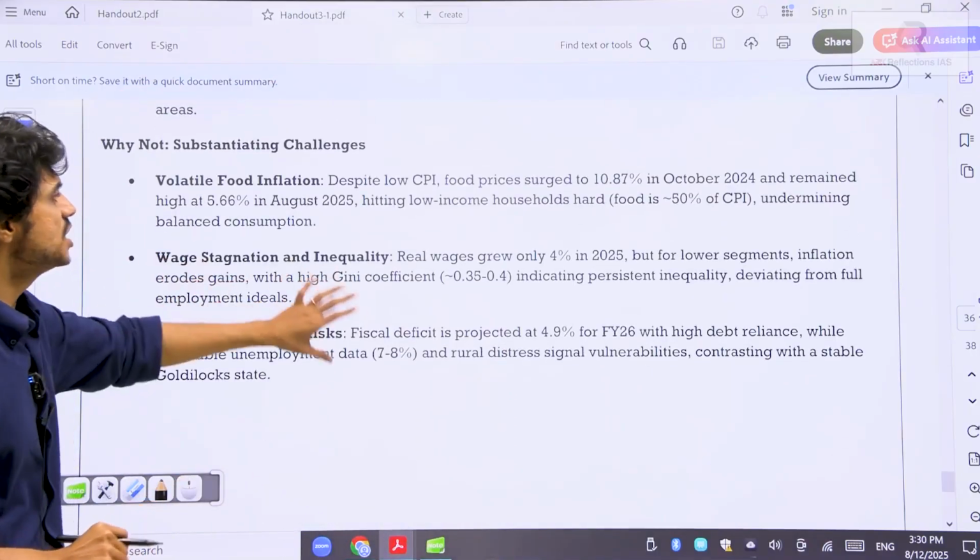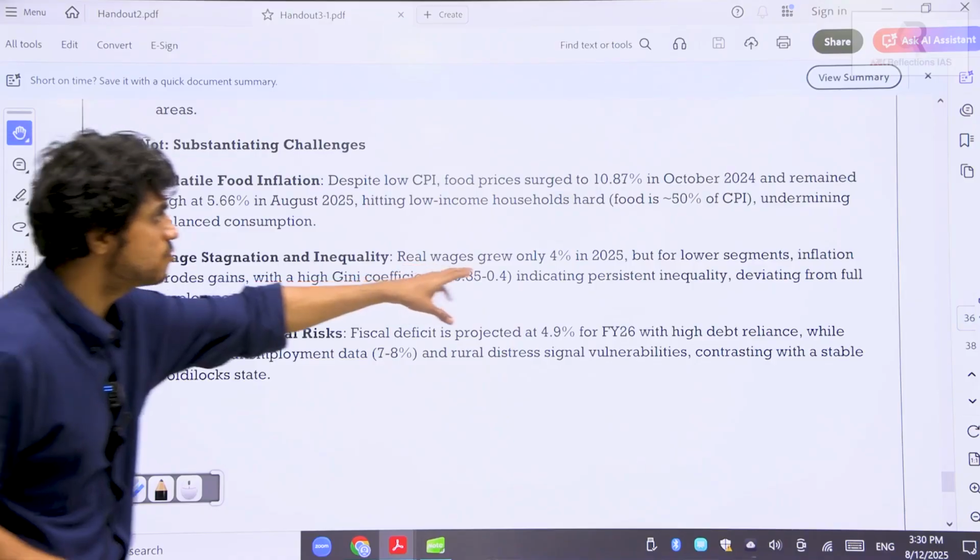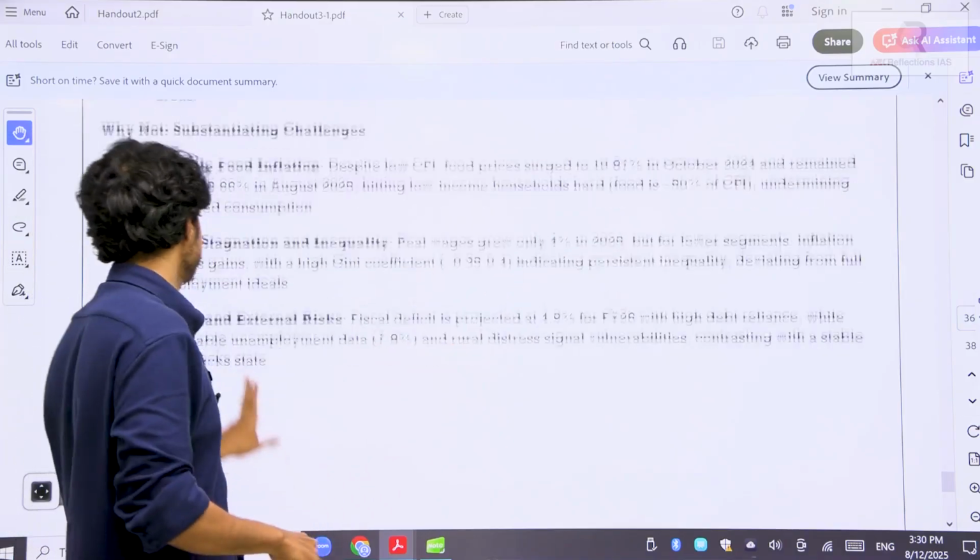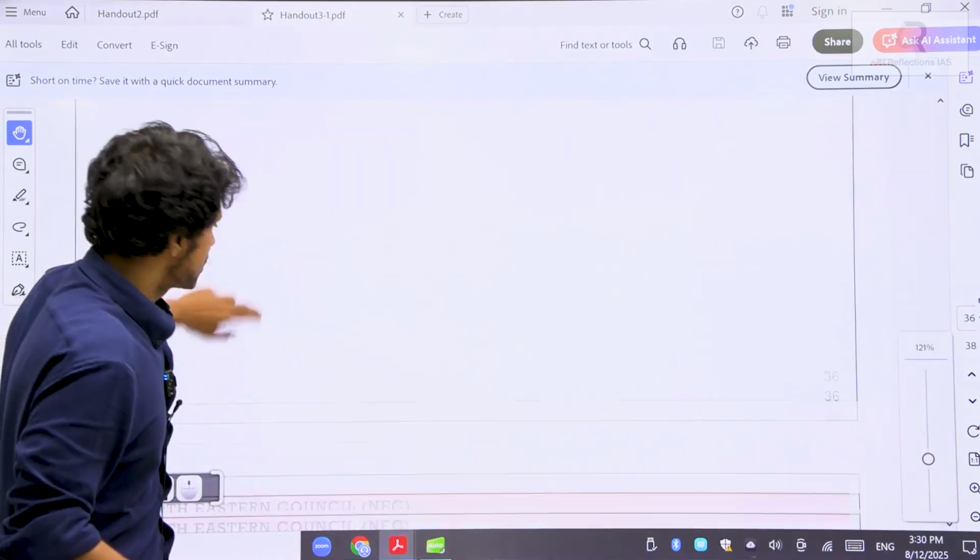Wage stagnation and inequality are also growing. Real wages grew only by 4% for the lower segment. And you have the other risk also.